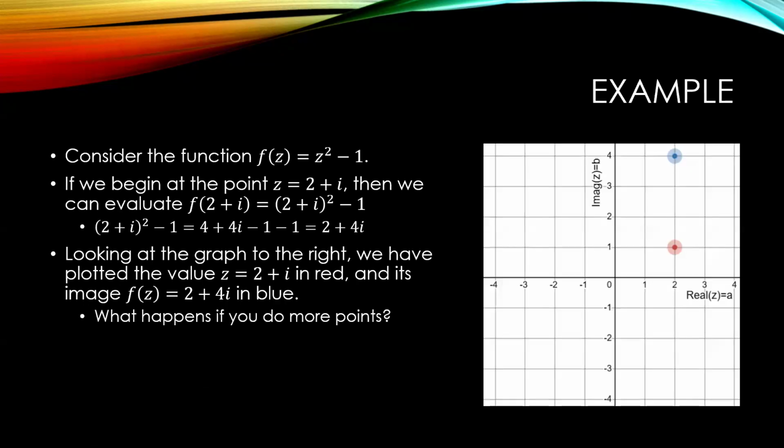And let's try that. And so let's use this as our sample function. F of z equals z squared minus 1. If we begin at the point 2 plus i, and so here's our starting point, 2 plus i in red, then when we evaluate it, we end up getting 2 plus 4i, which would be this point up here in blue. And so looking at the graph to the right, we have plotted the starting point in red and the image in blue. What happens if you do more points?